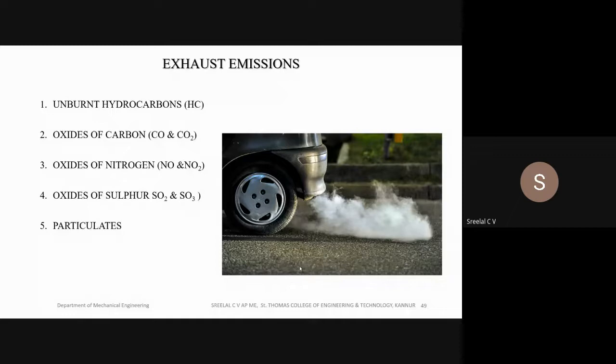What will happen if we intake, or aspirate, carbon monoxide? What will be the result? Oxygen will decrease. Yes, oxygen will decrease. Which oxygen will decrease?